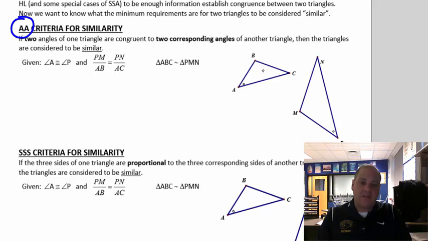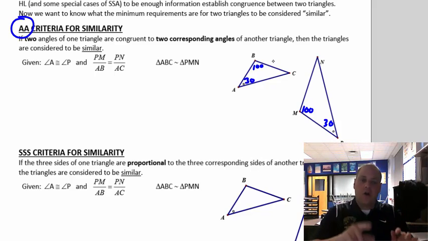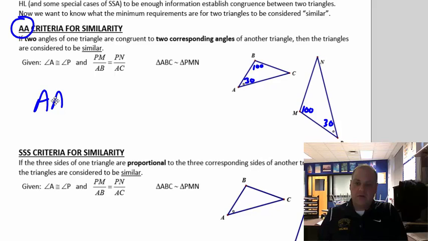Let's say this angle here was 100. Okay, well then this angle would be 100, right? Let's say that was 100 and that was 100. And then I knew this angle here was 30, and I knew this angle here was 30. So that's all I know. I don't know any sides. I just know 100 and 30, that's all I know. Well, so that's angle, angle. That would be angle, angle right there. All right? Angle, angle similar to angle, angle.